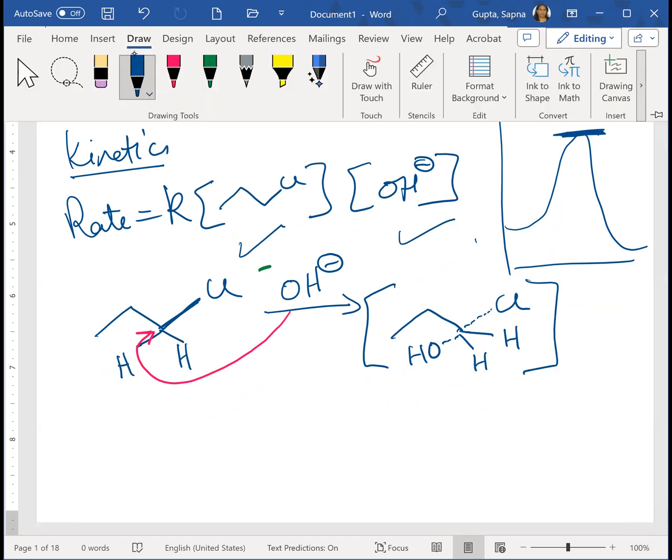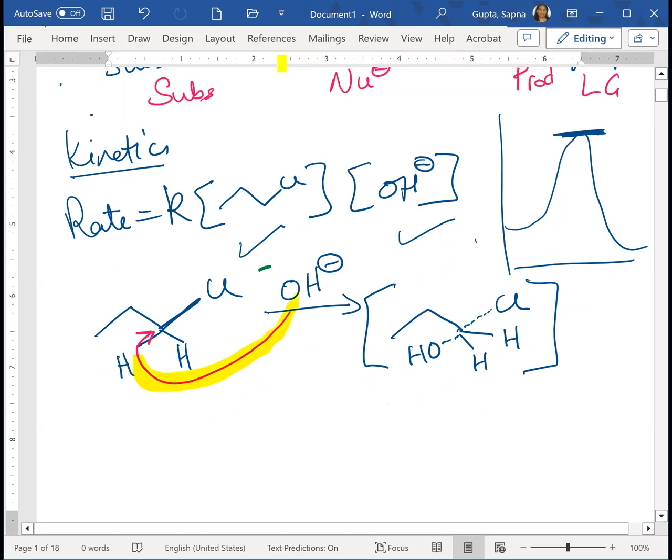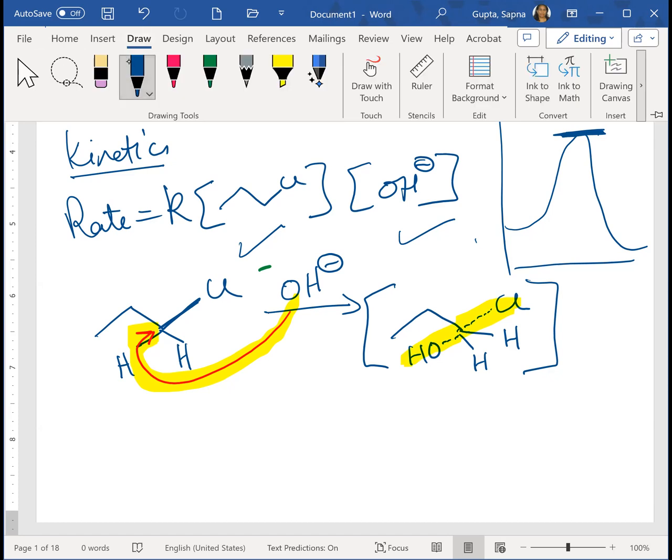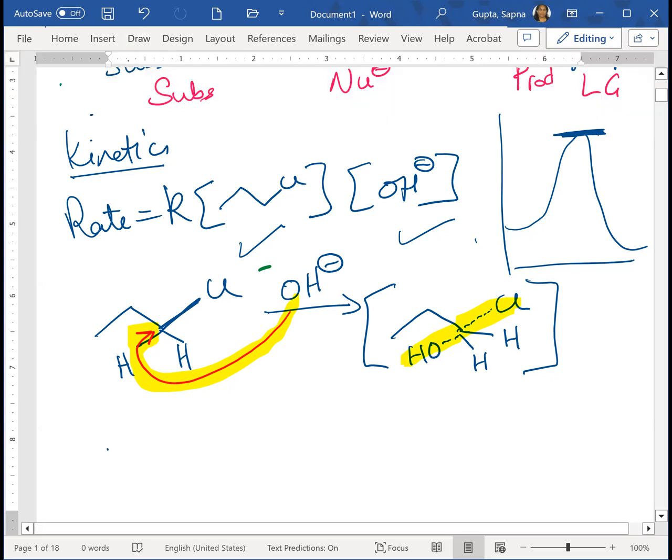Okay, let me highlight what I did here. So the hydroxide is attacking from behind. And now the hydroxide is behind where the leaving group is. They're on opposite sides. We're going to be talking about some of the angles later on, but they have to be on the opposite side of each other.